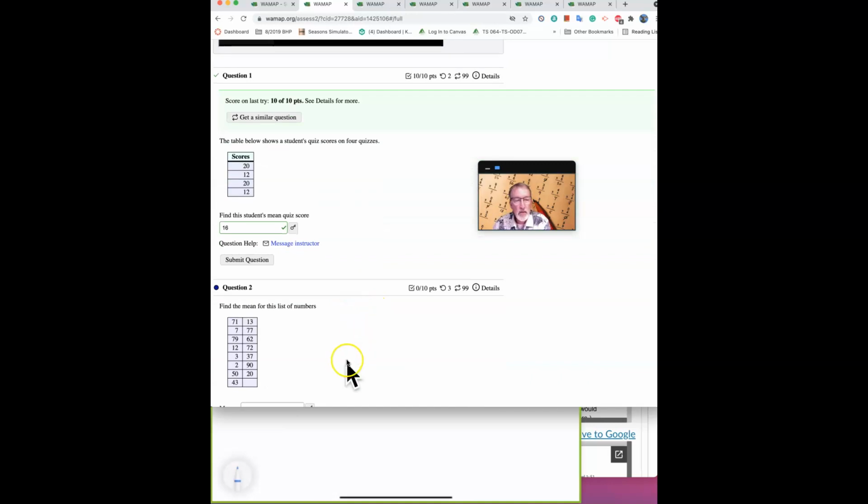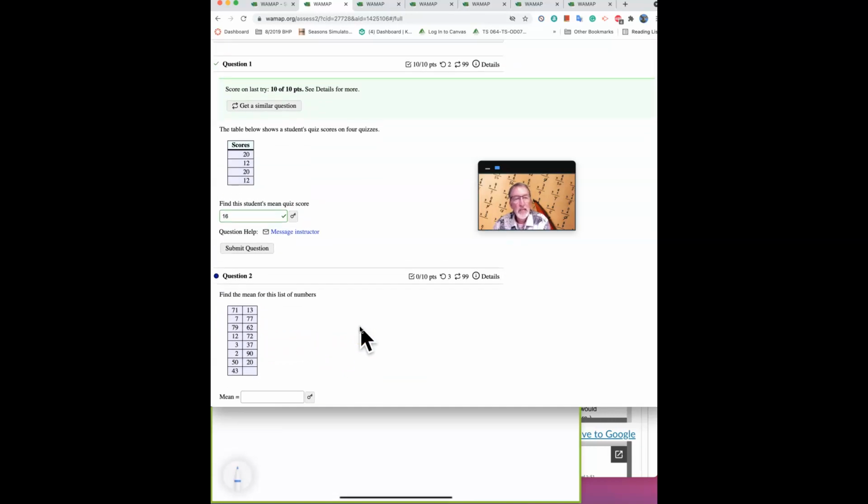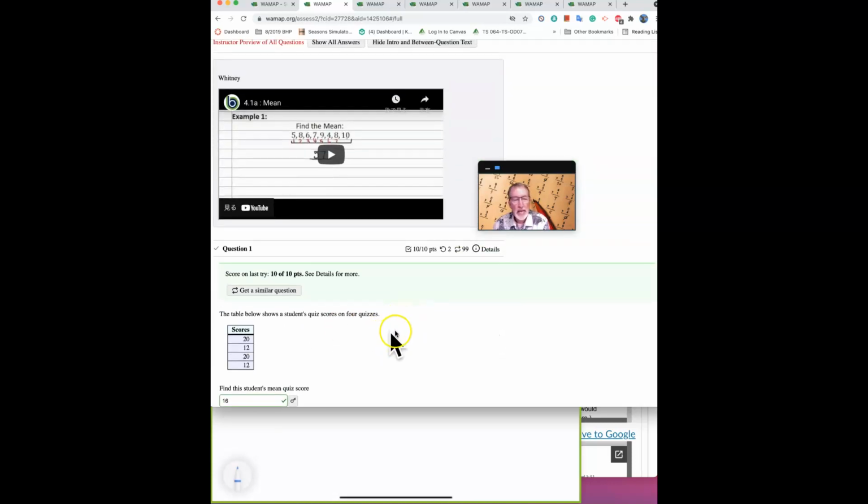So go ahead and try the second one here on your own. There's quite a few numbers there, but just go ahead and do the practice. You can try a similar question here or down below. But the principle is the same. You're going to add up all the numbers and then divide them by the number of numbers you added up. Okay. Good luck, and message me if you run into trouble.